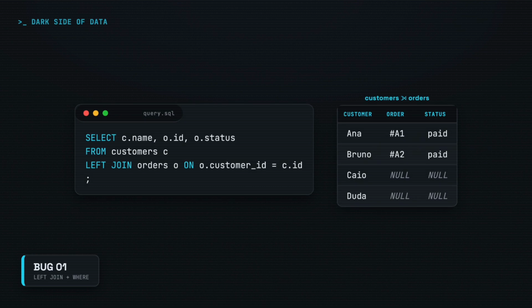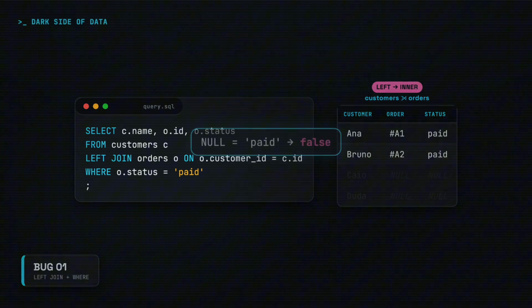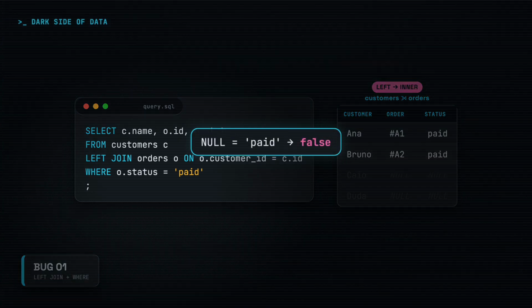You write a left join to keep every customer, even the ones who never ordered. Then you add one innocent filter on the order status. And just like that, every customer without an order disappears. Here's why. The left join fills the missing orders with null, but null is never equal to paid, so your where clause quietly throws those rows away. Your left join just became an inner join, and nobody told you.